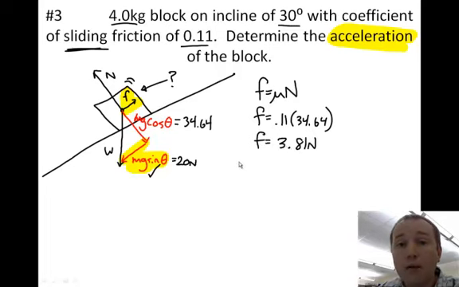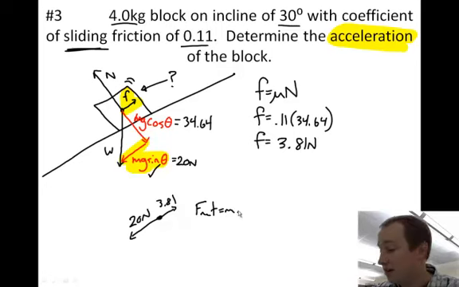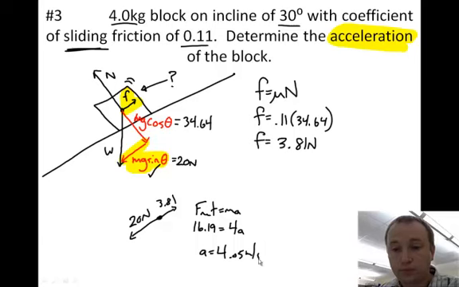and so I get a friction force of 3.81 newtons. Now, to find my F net, I've got 20 newtons going down the ramp, and my friction is 3.81 newtons going up the ramp, and so I can do F net equals ma. My F net is the difference of the two, which is 16.19. My mass is 4. Solve for a. Get an acceleration of 4.05 meters per second squared.